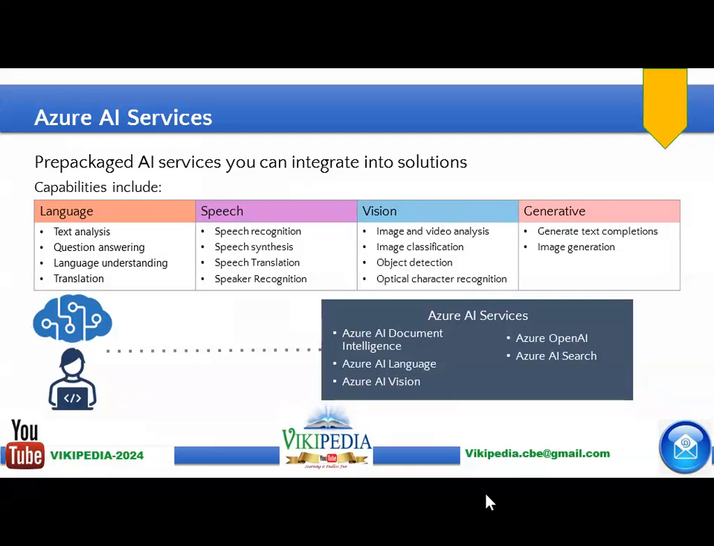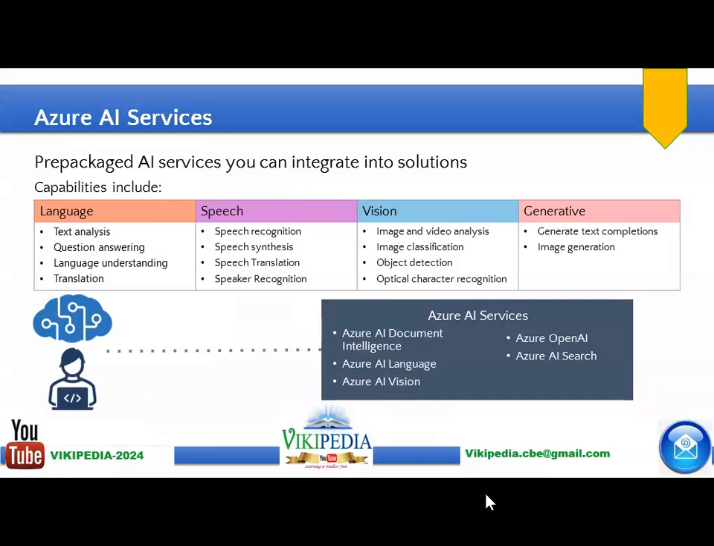Any kind of AI service can be combined with other services also. For example, language and vision services can be combined. It's like character recognition from an image. For example, captcha recognition from an image.